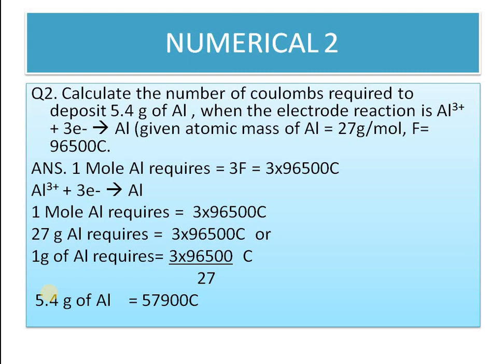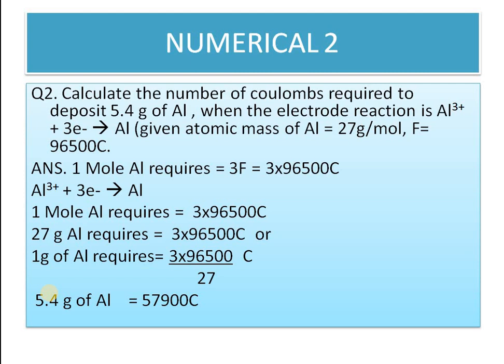Okay, so this question, although I have solved in the basic way, you can also solve by use of the formula. That formula is W is equal to ZIt. So from that we can calculate. W is 5.4, Z is E by 96500, and E is atomic mass divided by 3, that is 27 by 3. Okay, and then we can calculate It. It would be the charge. So this way also you can try the formula. You can apply W is equal to ZIt. After substituting you will get it, and you know what Z is?